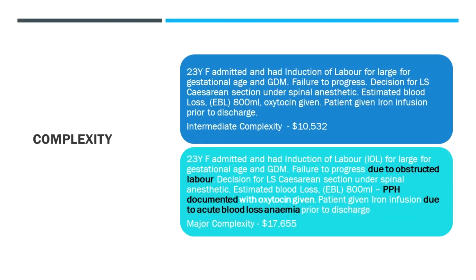Let's just slightly tweak that to make it more accurate related to this particular presentation. So here, same introductory statement, same diagnosis. We put a link to why they had an induction of labour. Then we put failure to progress due to obstructive labour. So there's a specific reason why they failed to progress. We've gone to the caesarean. We've got the estimated blood loss. We've added a diagnostic statement of postpartum hemorrhage instead of just the blood loss. And then we've given an iron infusion and again put a condition to that due to acute blood loss anemia. So that's become just a little bit more specific.